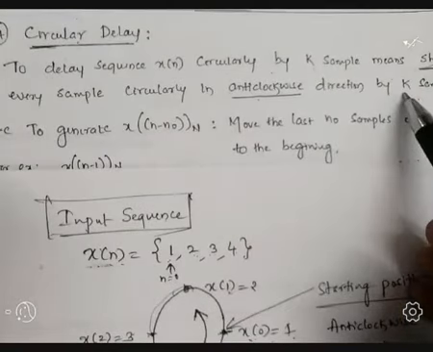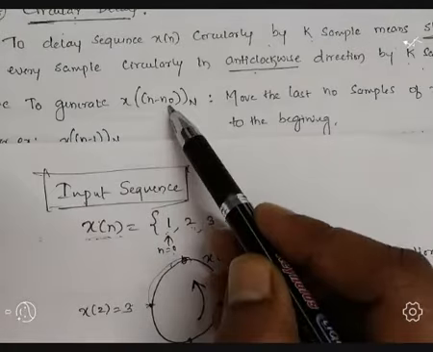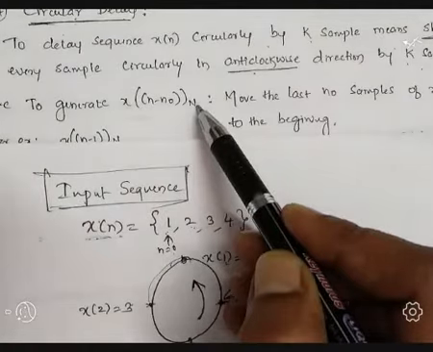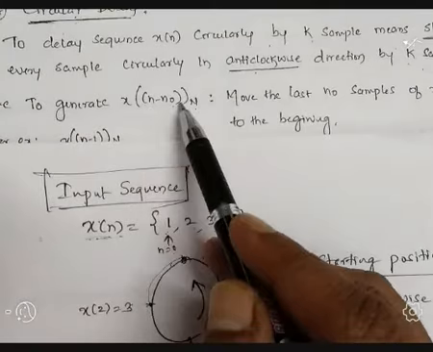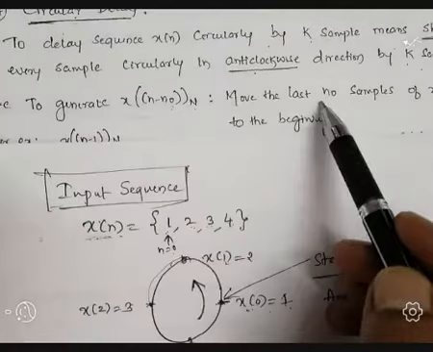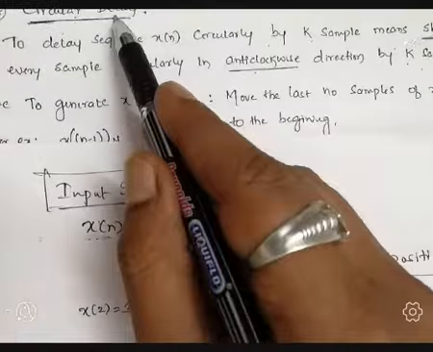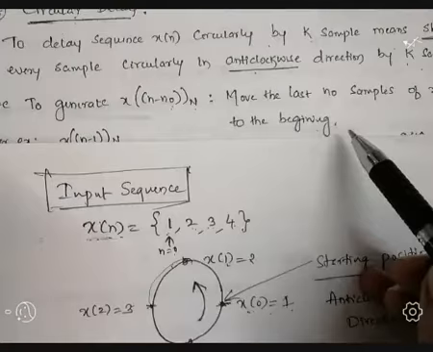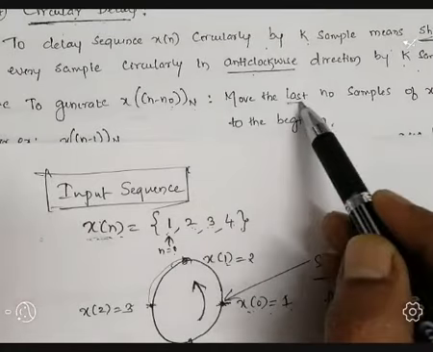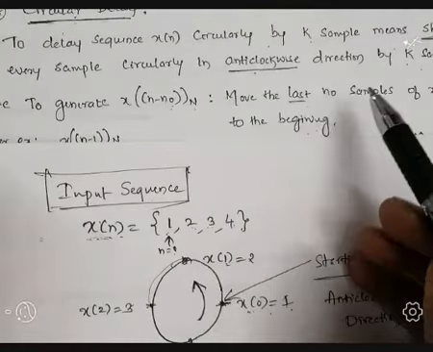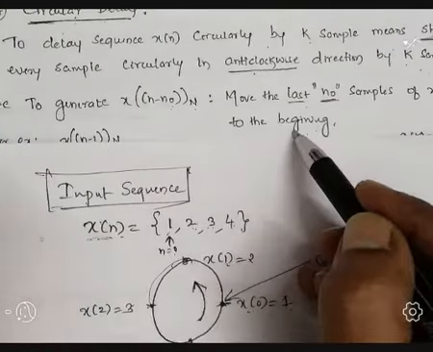In general, to generate a delay of x of n minus n naught, it is periodic in nature. Because of that reason, we represent it like this: x of n minus n naught. In order to generate this, move the last n naught samples of x of n to the beginning. Remember, delay means moving the last sample to first, last to first.